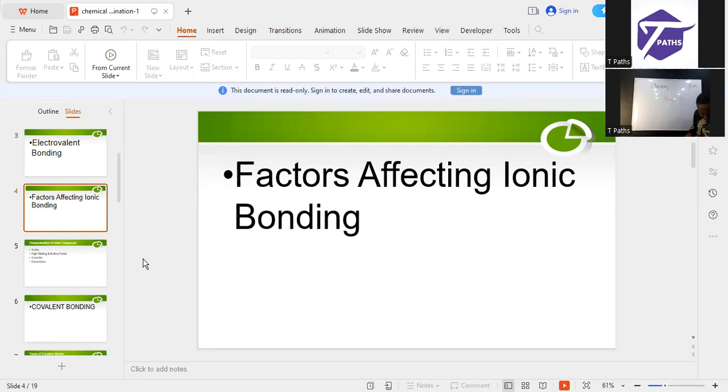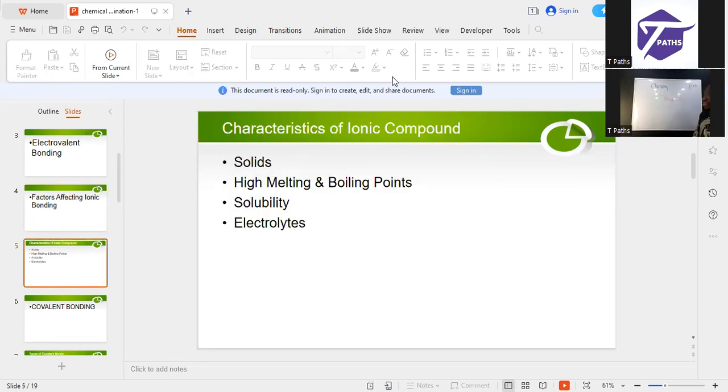If you look at the characteristics of any ionic compound, they are mostly solids. Your salts, NaCl for example, are solid.